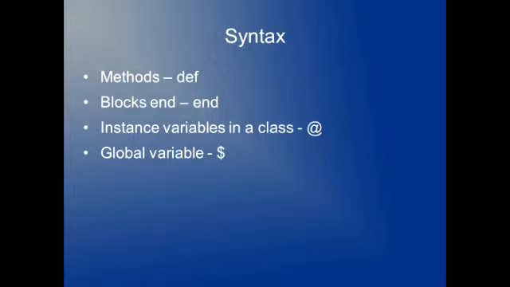Syntax design. Ruby was designed to be object-oriented. Classes are introduced with the keyword class. Methods use the keyword def. All blocks end with the word end. Instance variables in a class are named with the leading @ symbol, and global variables have a leading $ symbol.